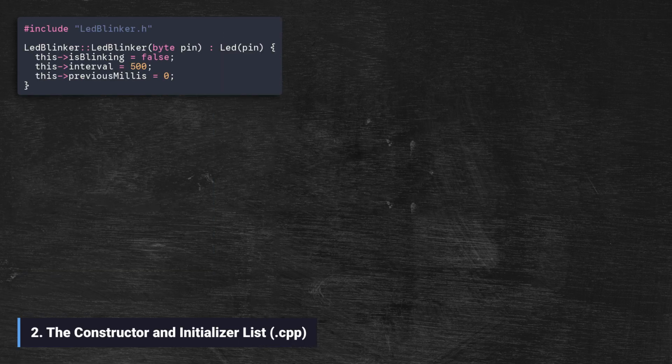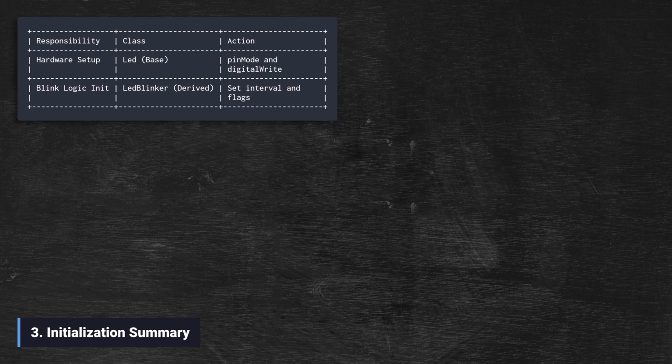This part is very important. In the constructor, we use a member initializer list, that is, the colon followed by the parent class name, LED. We pass the pin argument directly to the parent. This is necessary because the parent LED class needs that pin to set the pin mode and initial state. By delegating the hardware setup to the base class, we avoid code duplication. The base class handles the pins, while the derived class focuses solely on initializing the timing variables for its new features.